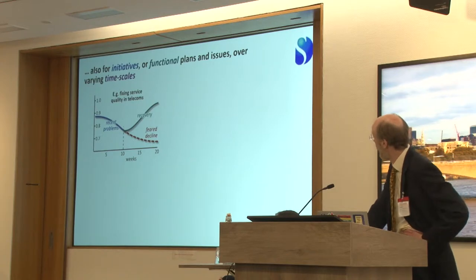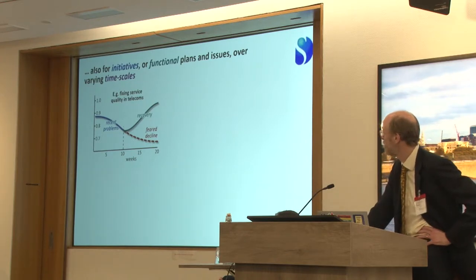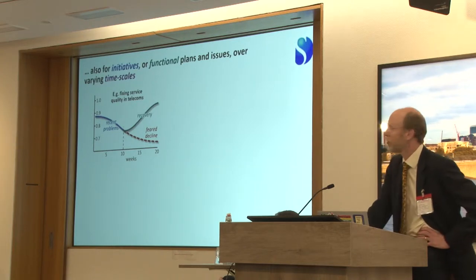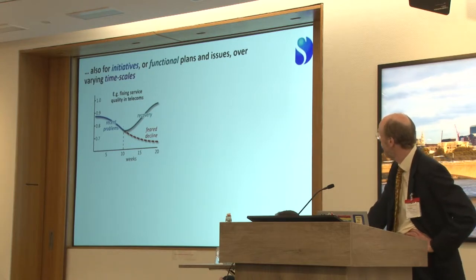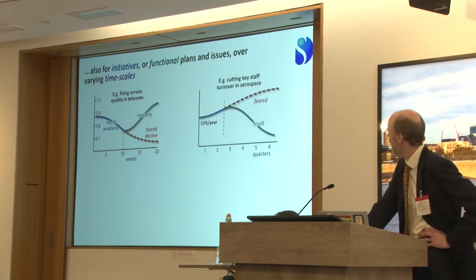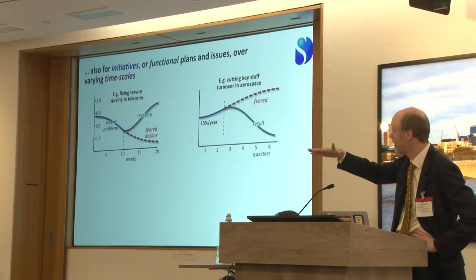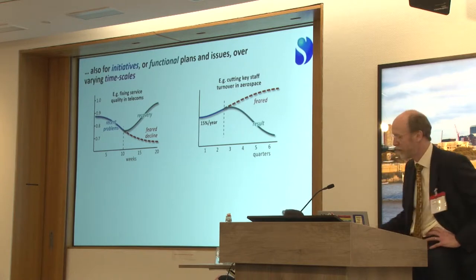So here's a service quality problem in telecoms that we needed to fix over a matter of weeks. That's how it was getting worse. That's a quality indicator, and we needed to get that fixed. This is a staff turnover challenge in an aerospace company. The staff turnover in this particular group has been rising, and it was always too high, and we don't like that, and we want to figure out how to improve that over a matter of quarters.